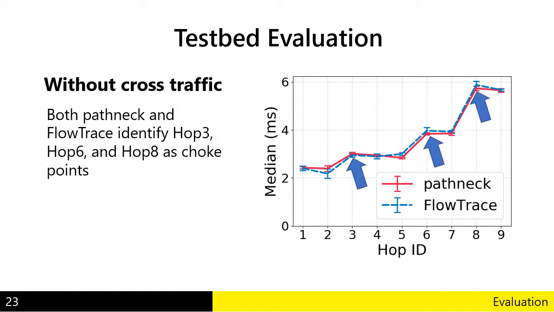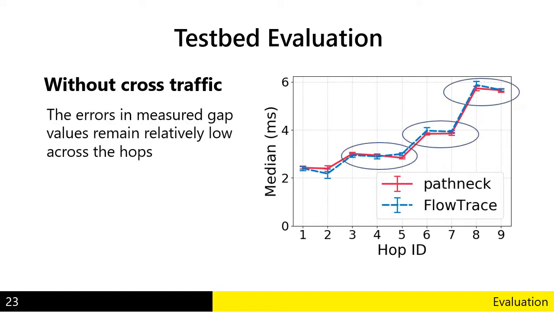We see that pathneck identified hop 3, hop 6 and hop 8 as choke points because that's where the gap values increase significantly. And this was measured by FlowTrace as well. So both will give you the same information. And again, in this case, without cross traffic, the gap values experience relatively low variance across the hops.